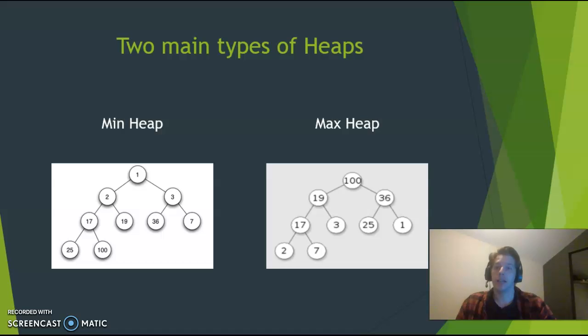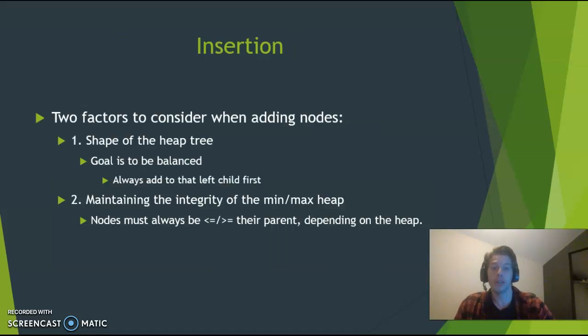There are two main types of functions for these types of heaps. There's insertion and deletion. With insertion, there are two factors to be considered when adding nodes. The shape of the tree, we want to keep it balanced. Whenever we're adding to the tree, we'll always want to add to the leftmost child of the leaf node first, and then we sort if we need to.